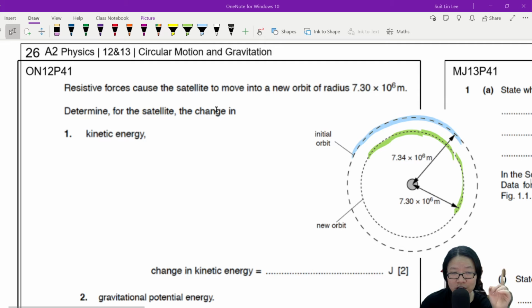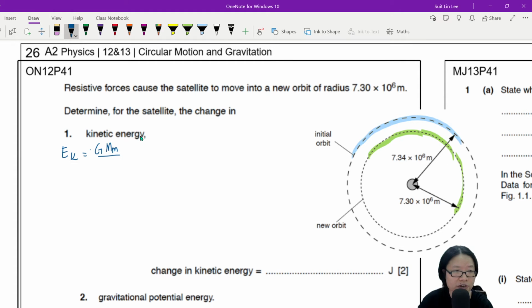Determine for the satellite the change in, number one, kinetic energy. So if you recall in the previous part of the question, we have derived the equation for kinetic energy. Kinetic energy Ek here is half mv square, which was also GMm over 2r. You can refer back to the previous part of the question. So if I want to find the change in kinetic energy, I have to consider that I have an initial kinetic energy at a radius of 7.34, and I also have the final kinetic energy at a new radius of 7.3.